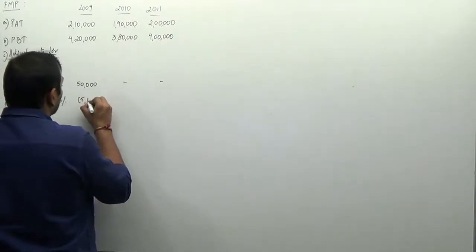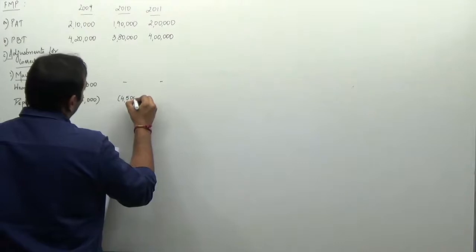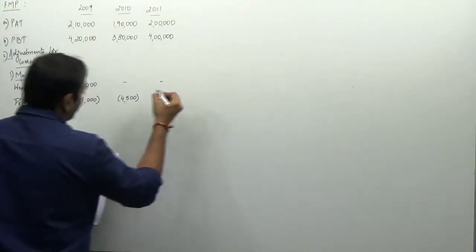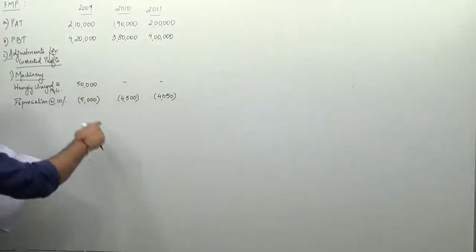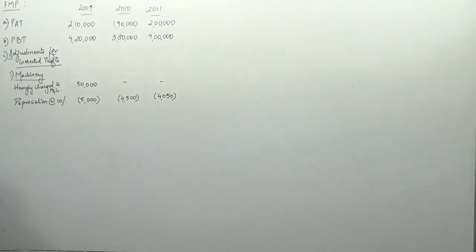First year, 5,000. Second year, 4,500. Last year, 4,050. Keep deducting 10%, 10%. 5,000 minus 10%, 4,500 minus 10%, 4,050.